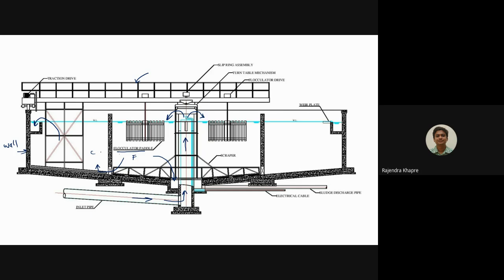Then secondly, we have a walkway. It is not shown over here, but ideally there is a walkway over here, and this walkway is provided along the periphery just for the inspection purpose. Then we have to design this central shaft. Okay. And we have to design its foundation also. Okay. Here in the wall also we have to design the foundation.